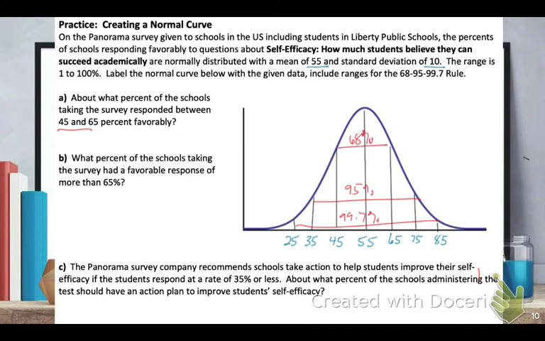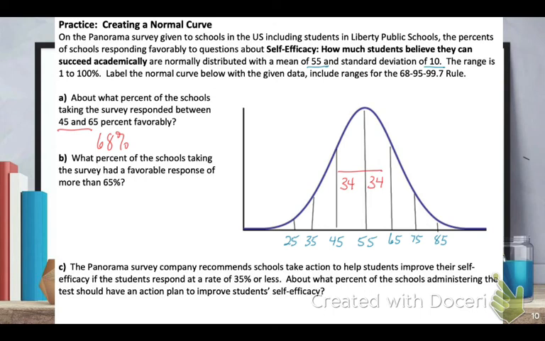All right, now question A says, what percent of the schools taking the survey responded between 45 and 65? So let's clear this off. So that would be 45 and 65 right up the middle. So 1 standard deviation above and below is 34 and 34% of the data. And so together 68% of the schools would respond between 45 and 65.